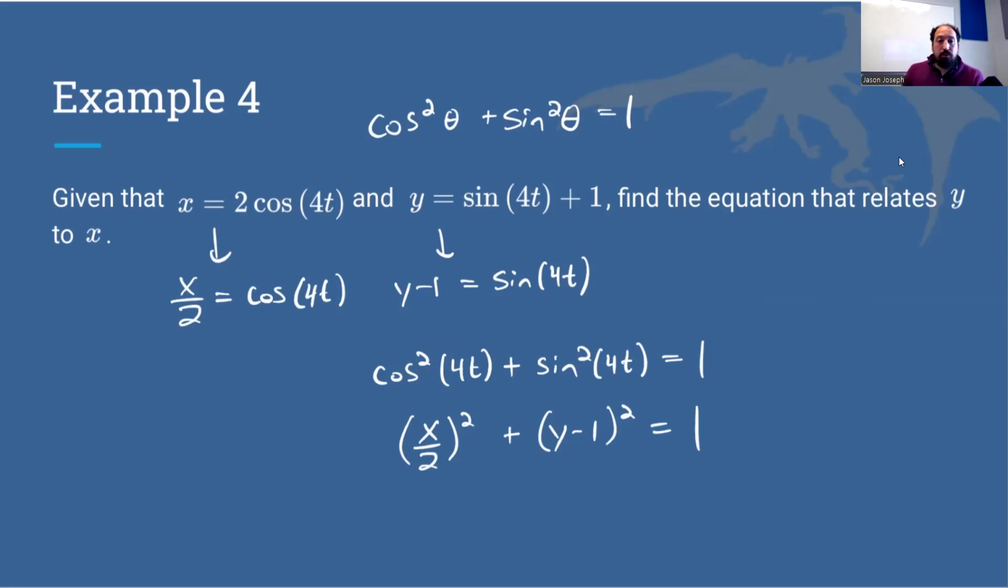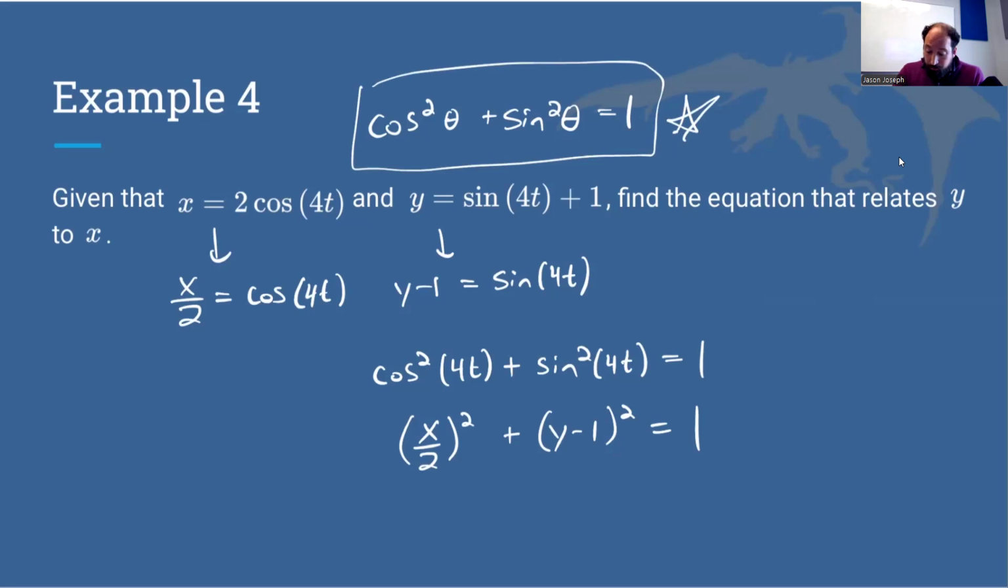So if you go into Desmos and graph this, you'll find that it is the graph of an ellipse. That 2 stretches the x direction by a factor of 2, and the plus 1 shifts the center up to the point 0, 1 instead of 0, 0. So it can be kind of easier to draw a lot of curves parametrically, but this is really the key to going backwards and finding an equation with x's and y's.